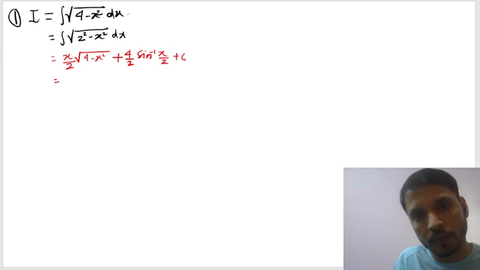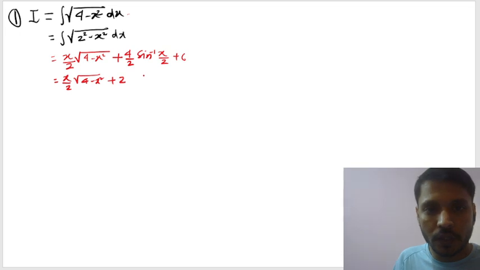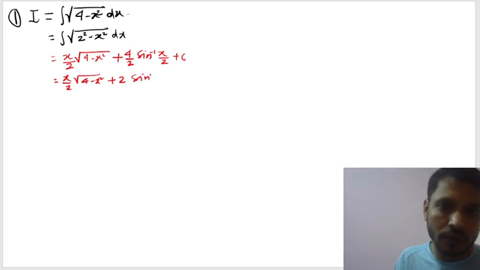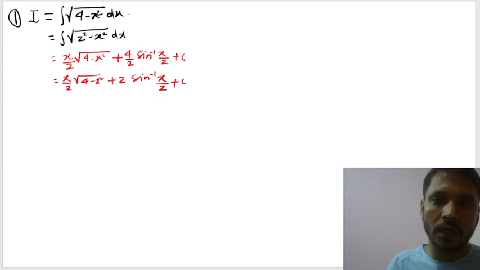Here we can just simplify one more step. We can write x by 2 under root of 4 minus x square. And this will become 2 times the sine inverse x by 2, and plus c. So this is the first question. Now, what is the second question here?